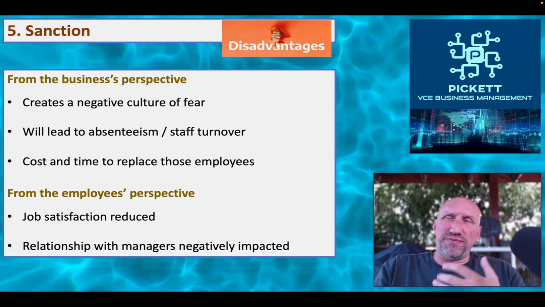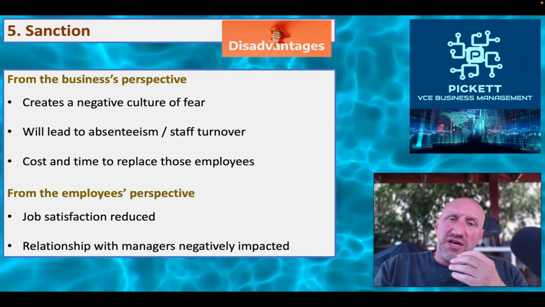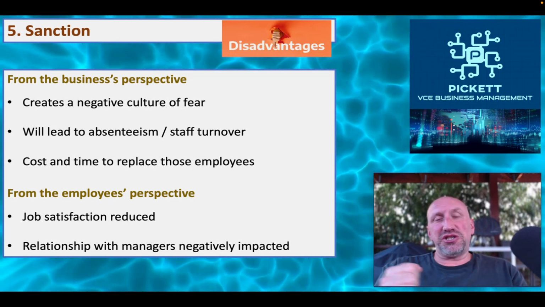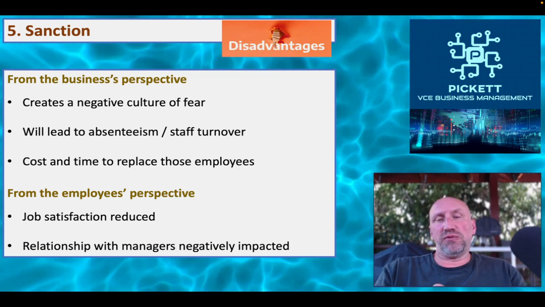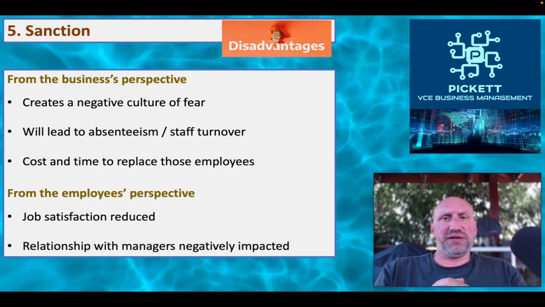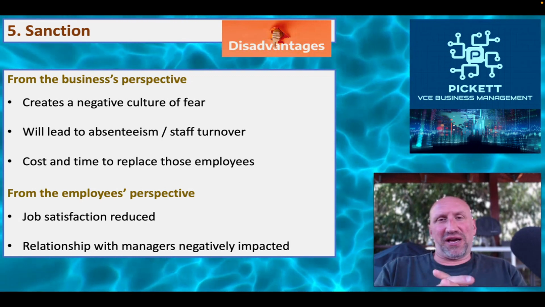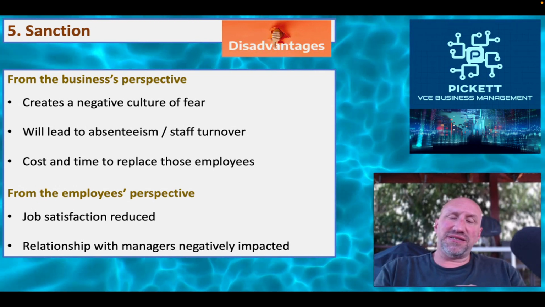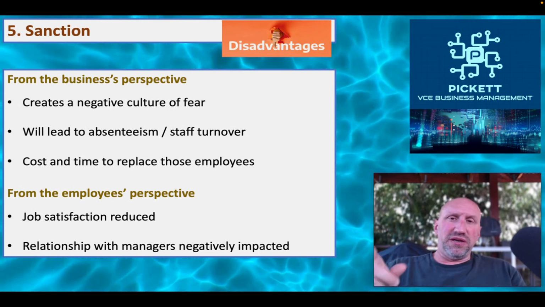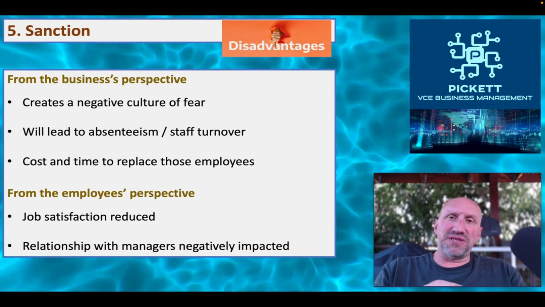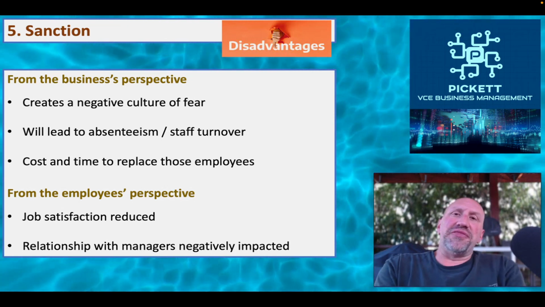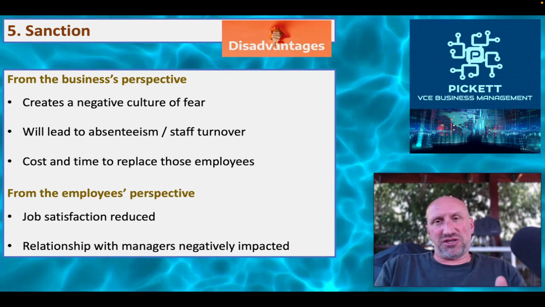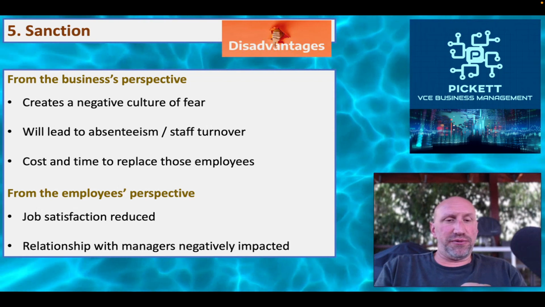Disadvantages of sanction, which are probably more extensive: it creates a negative culture of fear. Generally speaking, on an ongoing basis, you do not want a culture of fear within your business. That's not a healthy culture. If you do have that culture, in the long term, that's going to lead to staff absenteeism, people taking sickies because they don't want to come to work, which in a longer term will then lead to those employees leaving the business, which creates staff turnover. And then you have the cost and the time to replace those employees. When you have staff turnover, there's a cost to replacing people.